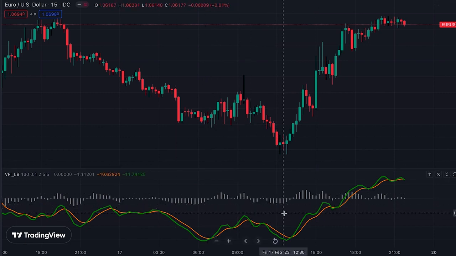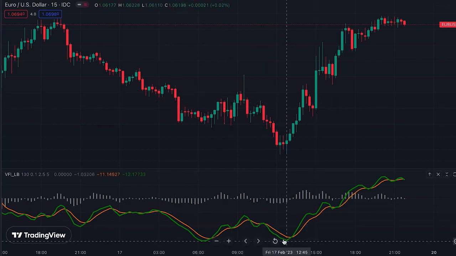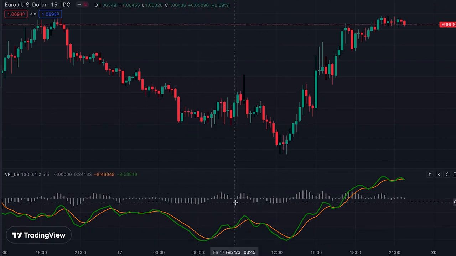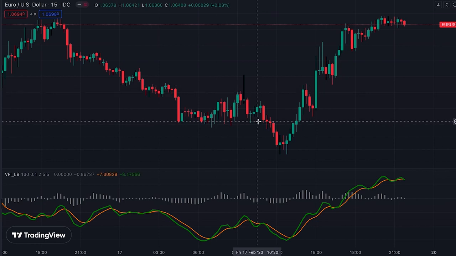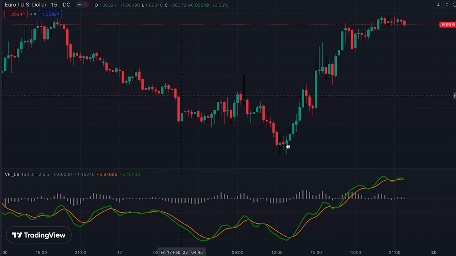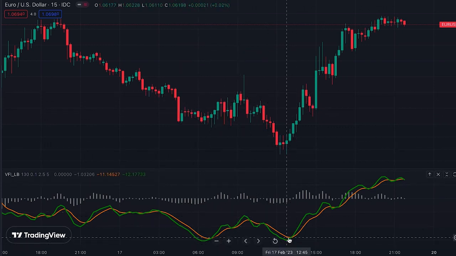The first type of divergence is based on the price movement and VFI line, and the second type is based on VFI line and this histogram. For the first type of divergence, it happens when the indicator and price movement don't follow each other in the same direction. For example, here you can see that the price made lower low, but VFI line made higher low.